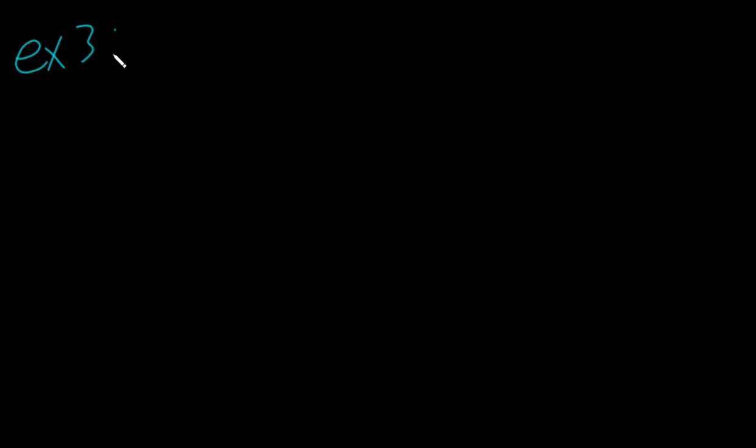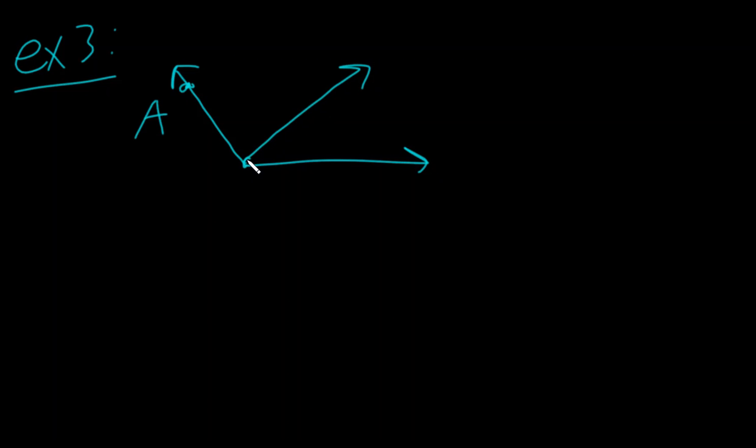Okay, here we go, example 3. And so in this one, I'm going to give you something that's a little funky. I'm going to give you this obtuse angle coming out like this, and let's give it some letters. A, B, you know what, let's call this G, and let's call this W, just so we can switch it up a little bit.